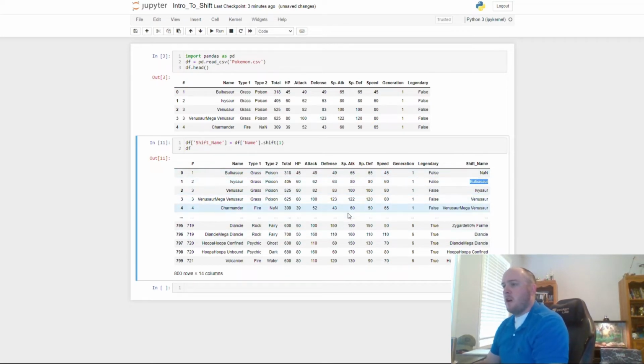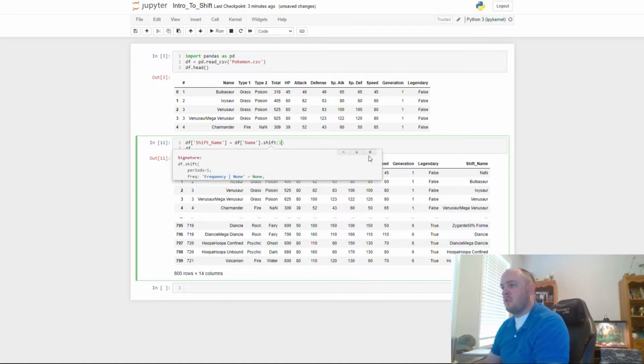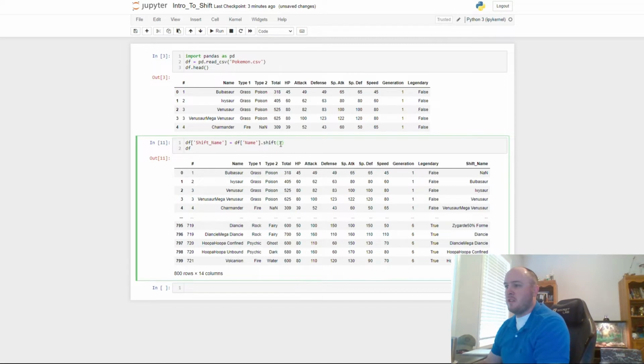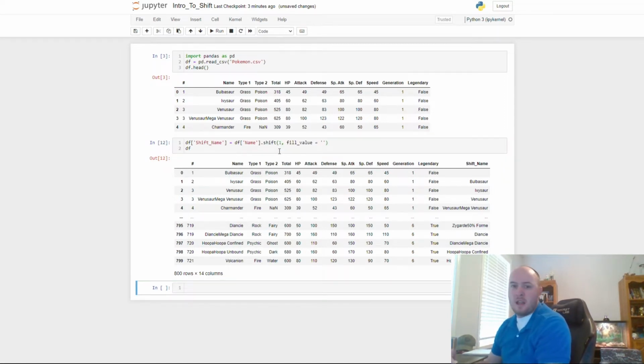Okay. So what we're going to look at next is what we can do with the nulls. So we see that we have a fill value. We can just simply say here, I want the fill values to equal a blank. Instead of it being not a number, we're going to make it just a blank space, a blank string right here. So you can see here it made it just blank.